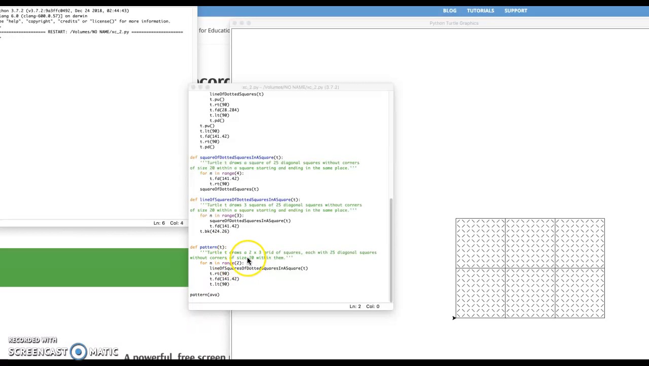So for the final pattern, I have the turtle repeat this twice. So this draws the top 3, and then the turtle moves, turns to the right so that it can go down, and then goes back to its original position so that it can repeat this. So yeah.